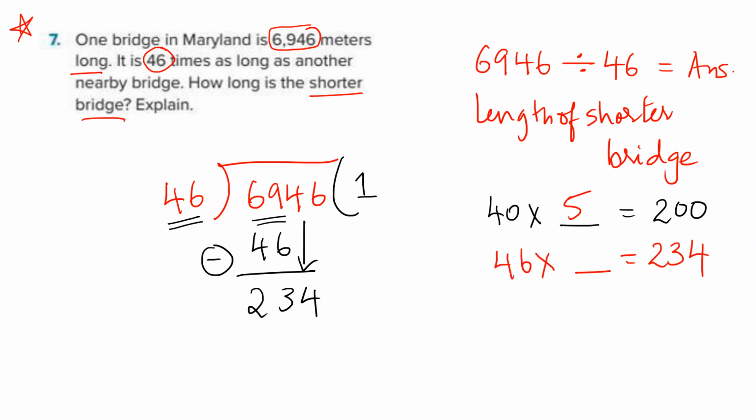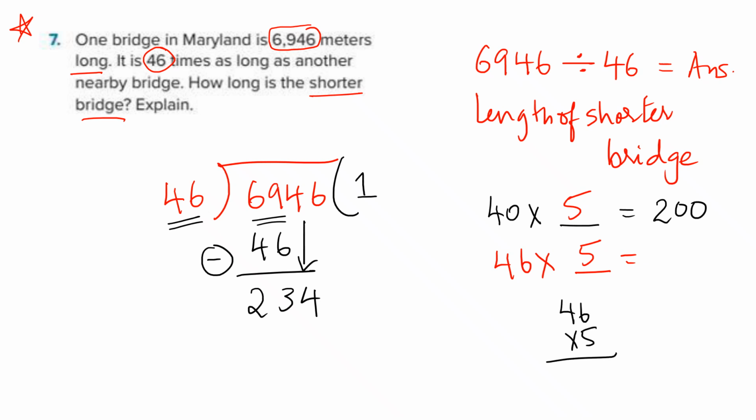So similarly, what should I multiply with 46 to get a number close to 234? I mean, it's not exactly equal, but a little bit close. Close in the sense, it should be a little lesser than 234, but not more. So let me try with 5. Does it work? What do I get? Let's see. We'll do it. 46 multiplied by 5.